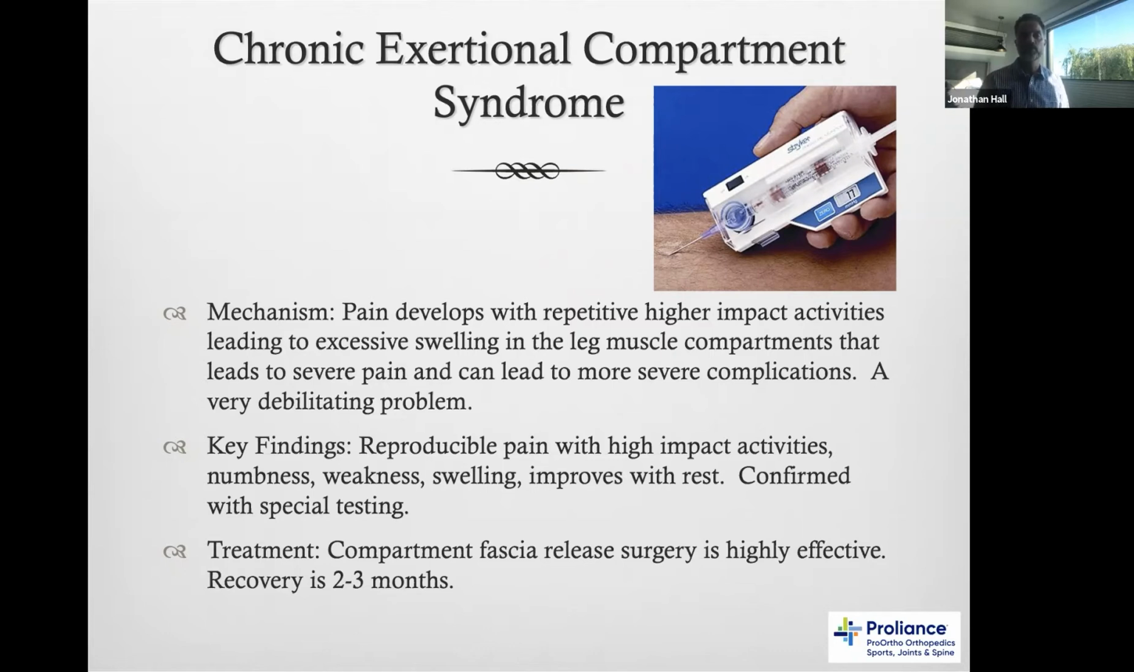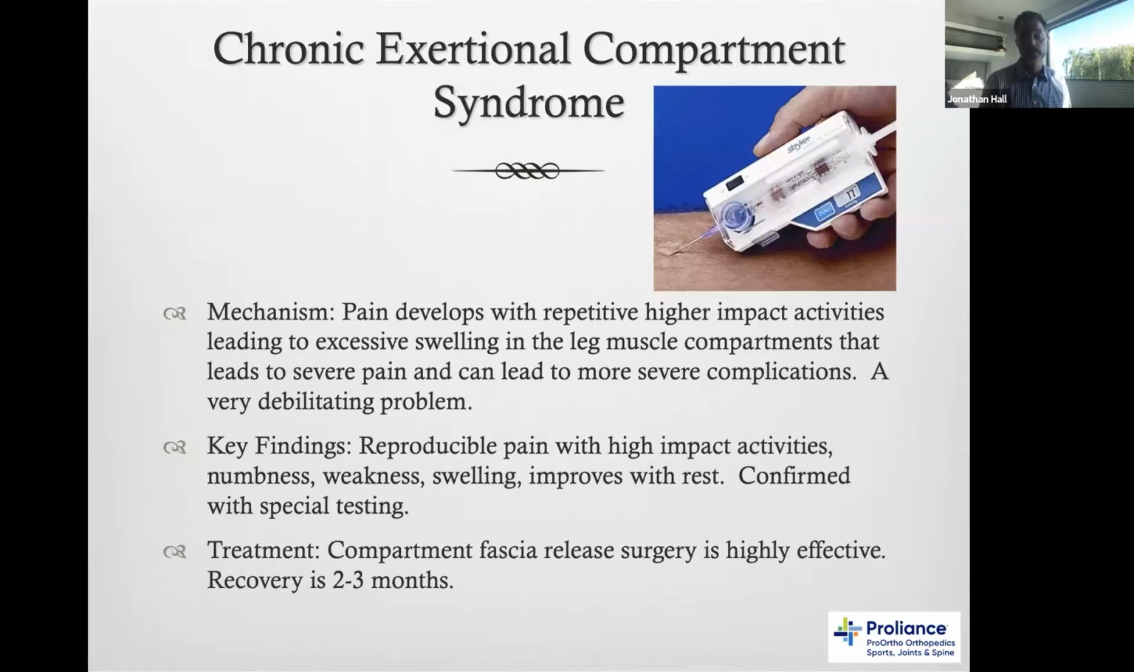So what we see with folks with exertional compartment syndrome is that it's not like this terrible thing where you're losing your nerves or your muscles. It's more this situation where you just can't stay active, where you get out and you try to run and it just hurts and you have to stop.